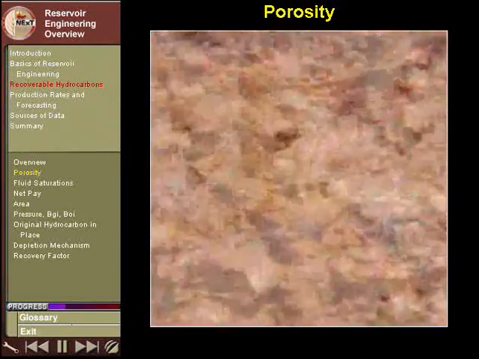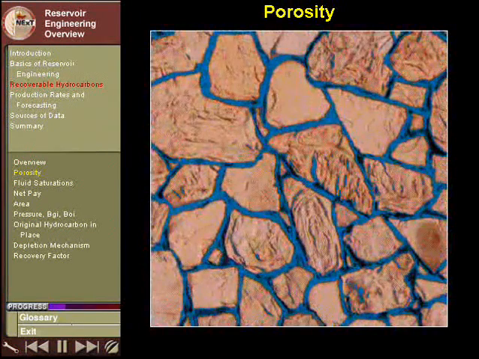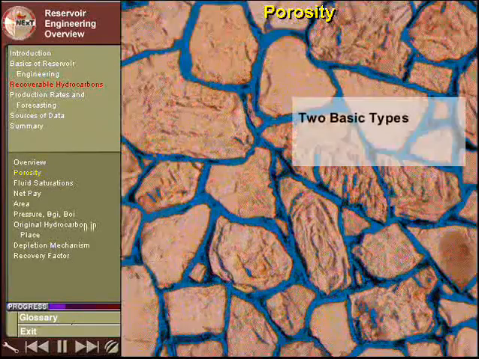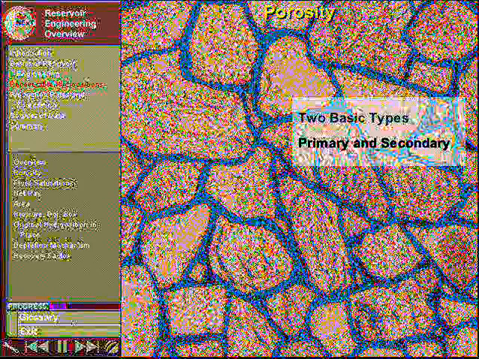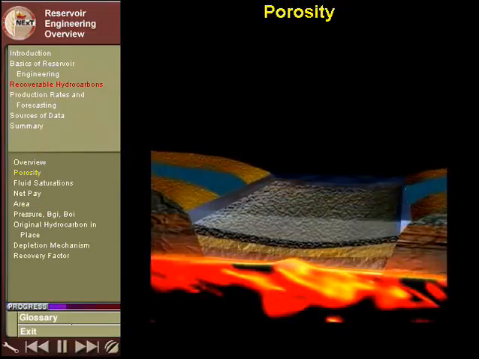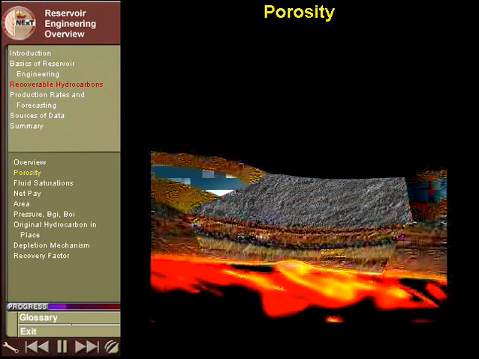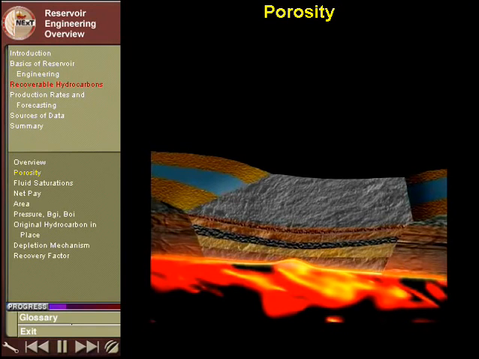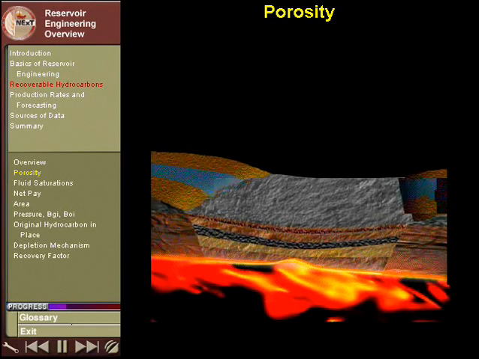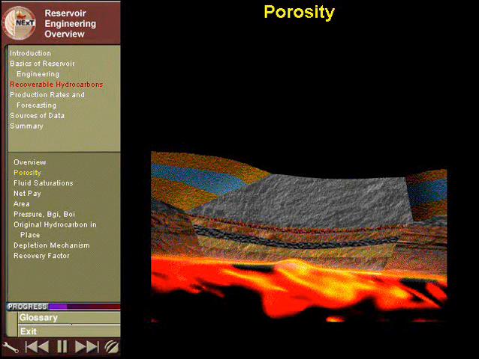Porosity is the fractional void space within the reservoir rock that is available for the storage of fluids. There are two basic porosity types: primary and secondary. Primary porosity refers to the fact that the porosity was formed at the time that the reservoir sediments were deposited. There are several types of primary porosity, including intergranular. This type of primary porosity is termed intergranular because it occupies the space between the individual grains that make up the rock. Sandstone reservoirs are an example of reservoirs with intergranular porosity.